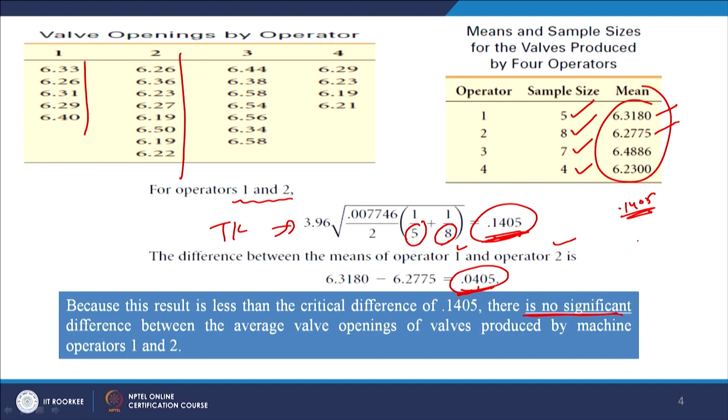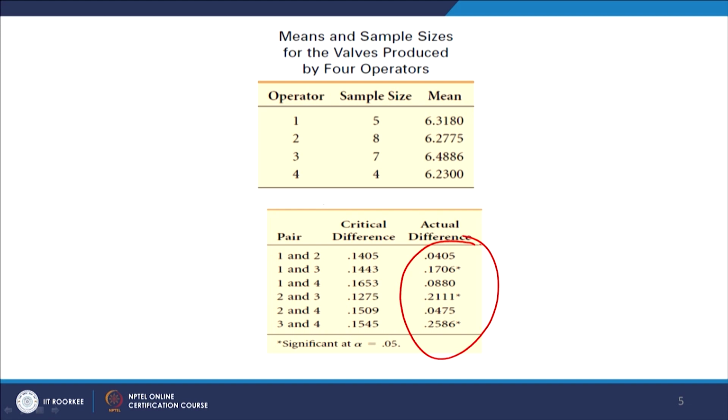But what about between group 1 and 3? You need to calculate. Then what about 1 and 4, 2 and 3, 2 and 4, and 3 and 4. So, you need to calculate all those values, right. The actual differences are these: between group 1 and 2, this is the actual difference, between first and third this is the actual difference, and so on, third and fourth this is the actual difference, and the critical value is 0.144 for first and second group.